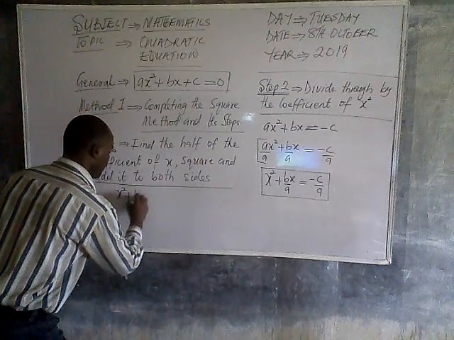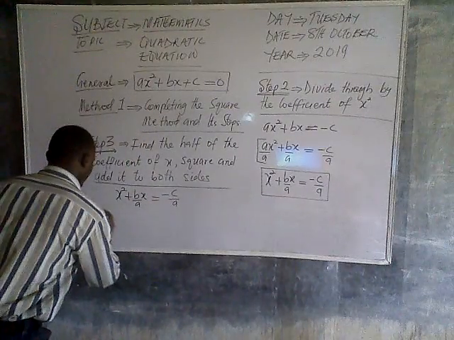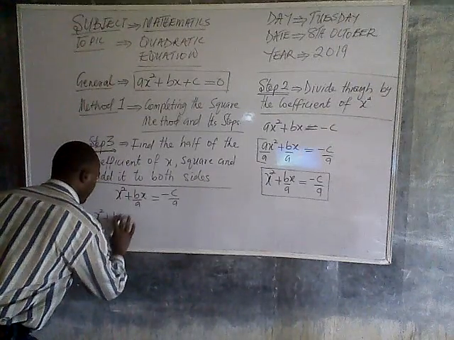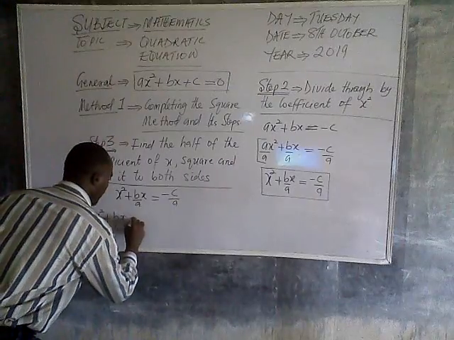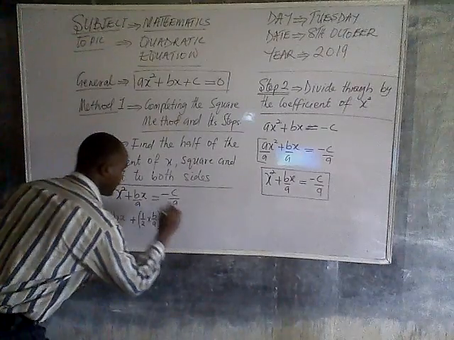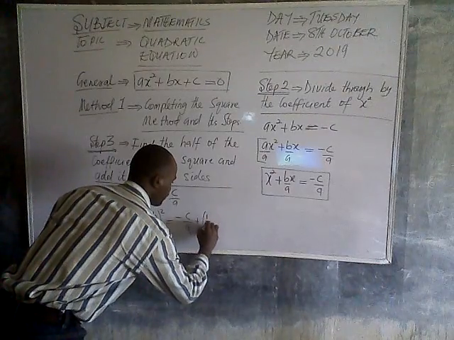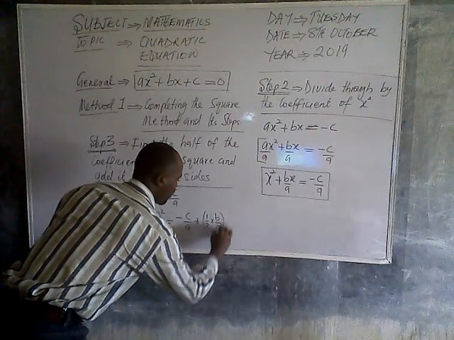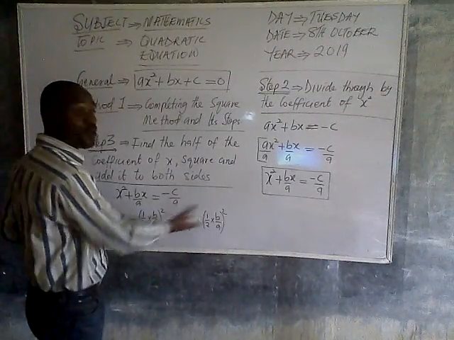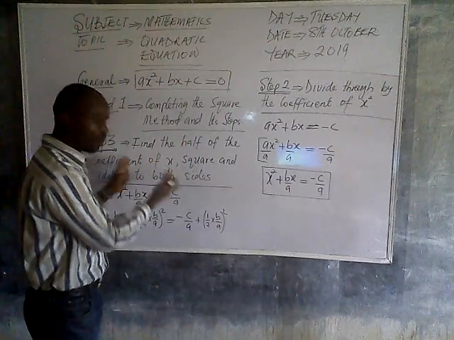Quickly, we build on this. x squared plus bx over a all equals to minus c over a. Finding the half will give us x squared plus bx over a. Remember, this is x over a. Half now is 1 over 2 times b over a, squared, at this point is equal to minus c over a plus half again, 1 over 2 times b over a, all squared. So you can see we have found the half. By doing this, we have obeyed the instruction here. We have carried out the instruction given on step 3.